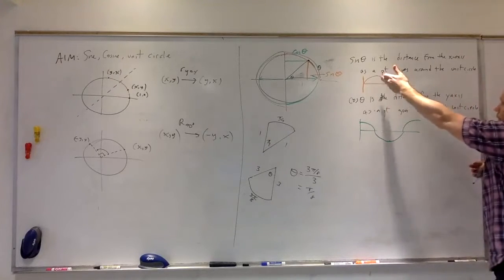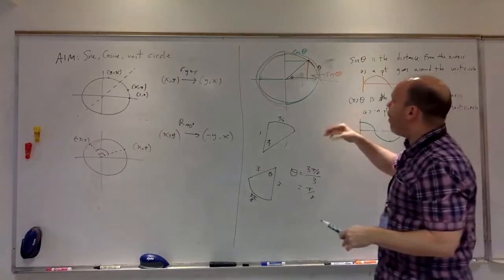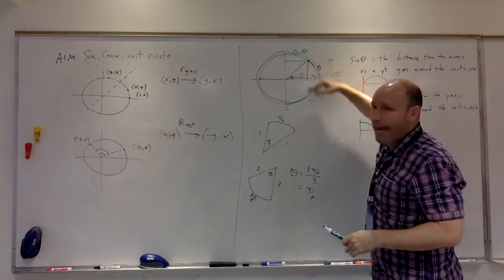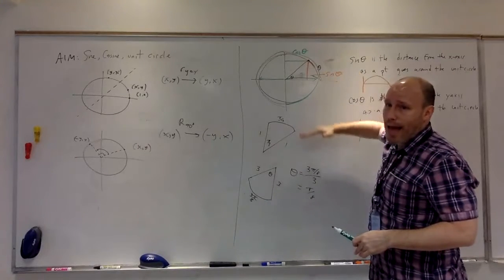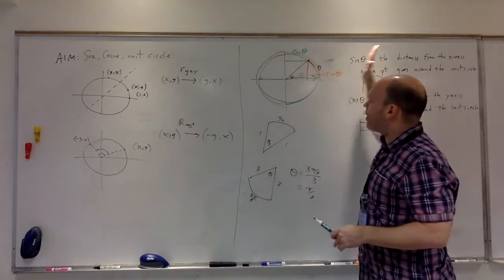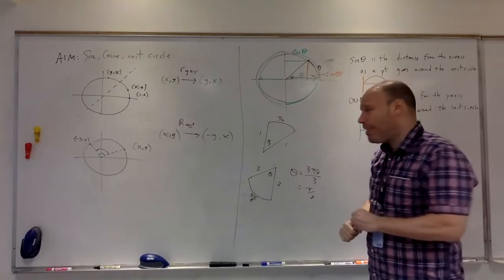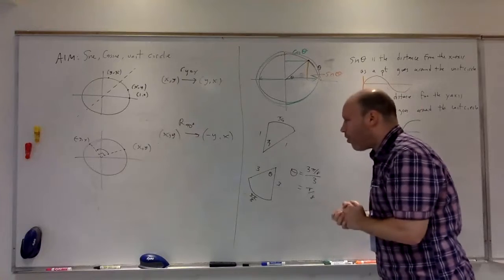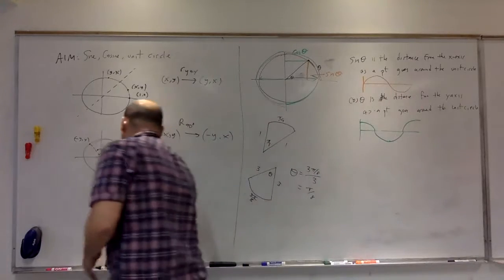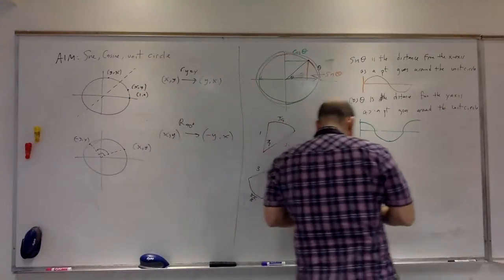So this is our sine graph. This is our cosine graph. Once again, sine is like the height above the x-axis, and cosine is the distance away from the y-axis. And now we're introducing directed distances. Now this is kind of cool. So let's explore this idea a little bit more.